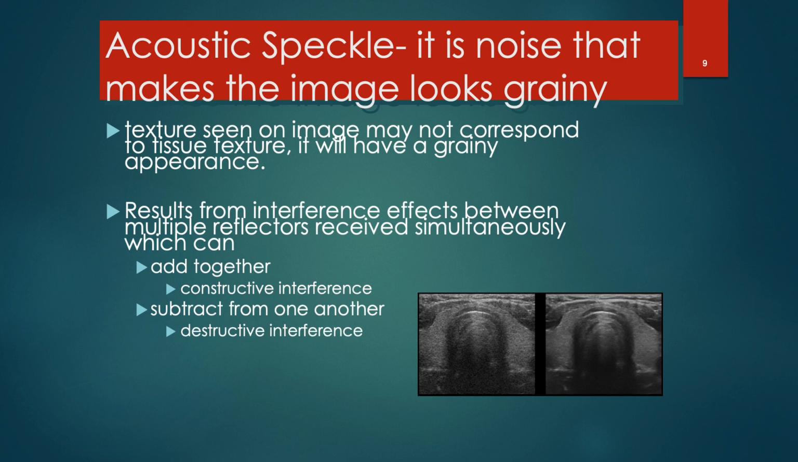Acoustic speckle is a texture seen in the image that may not correspond to the tissue texture, okay? So when we have a speckle, it makes your image texture look different, it looks grainy. It results from interference effects between the multiple reflectors received, and they add together, that's constructive interference, and subtract from one another, and that's destructive interference, okay? So there is interference after scattering.